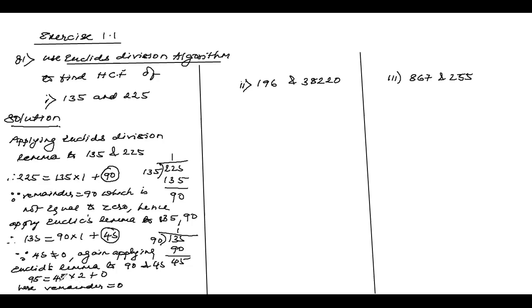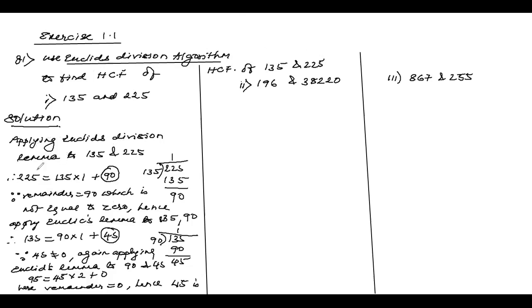मतलब अपना process इधर stop होगा, अपना procedure stop हो जाएगा. Okay? Since remainder equal to 0, hence 45 जो divisor है, 45 है ना, जिधर remainder 0 आ रहा है तो divisor क्या है? 45. Hence 45 is the HCF of which two numbers, beta? 135 and 225. I hope people understood this.